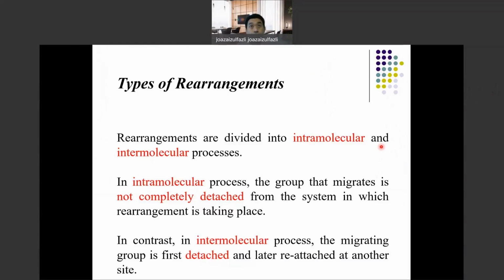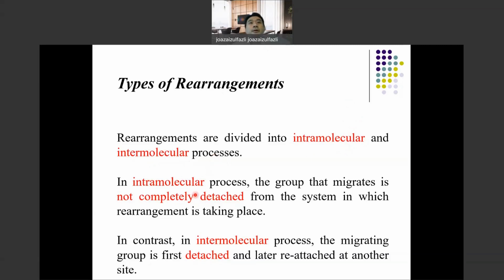Okay, so this topic is rearrangement. First we look at the types of rearrangements. We can divide them into two: intramolecular and intermolecular. Intramolecular means it's the same molecule, involving only one molecule. But intermolecular involves more than one, two or more compounds. So that's what we call intermolecular.